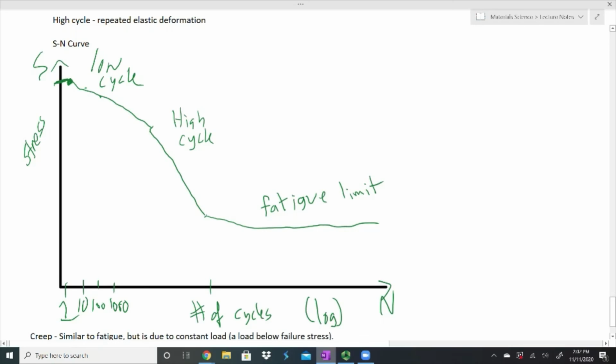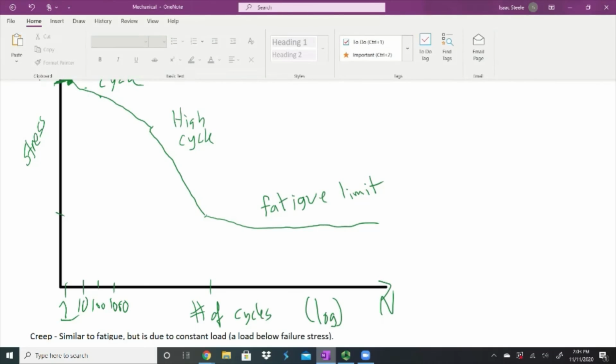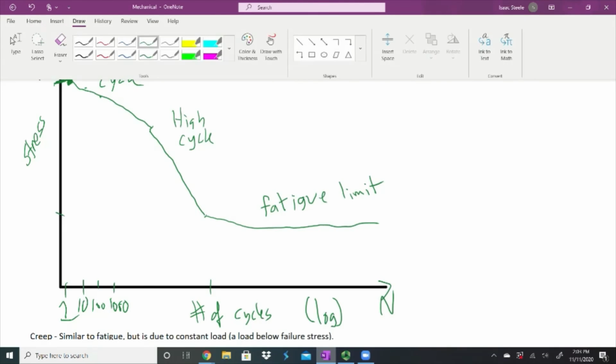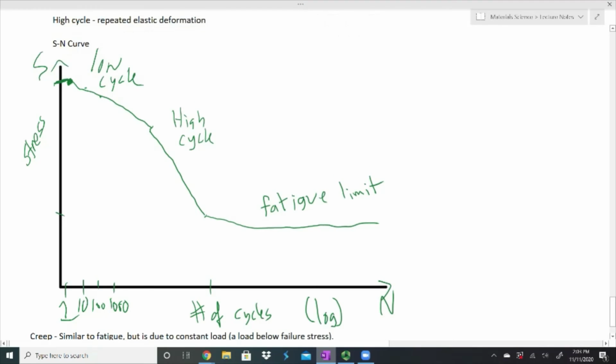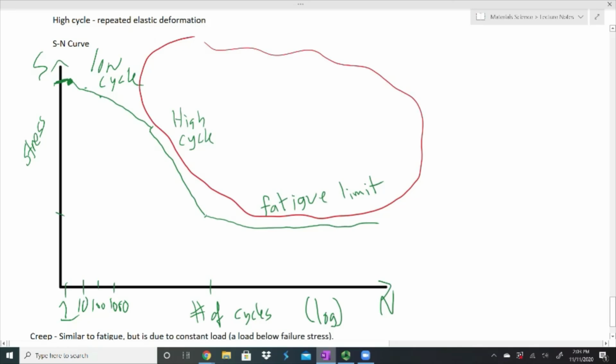Some materials don't have a fatigue limit. Some materials do. And so again, possibly at some stress, I could have an infinite number of cycles and my material will never break. There's a couple other points on here that I want to point out really quickly. If I'm above this curve anywhere, this is what we call our fatigue failure zone.